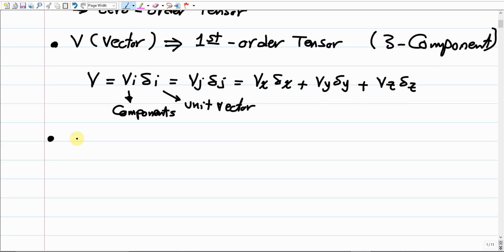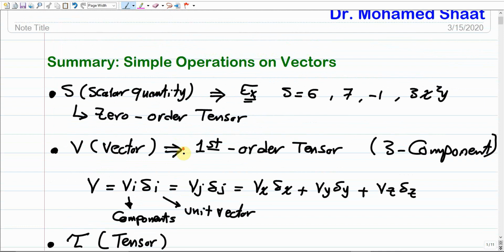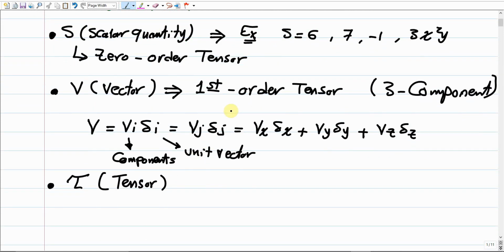So the tensor, basically, we said we're going to give it a Greek letter, like tau, for example. So this is a tensor. We said that the tensor can be a second order tensor, third order tensor, and so on. We do have the zero order tensor, which is the scalar quantity. We do have the first order tensor, which is the vector quantity. But any higher orders represent a tensor in general.